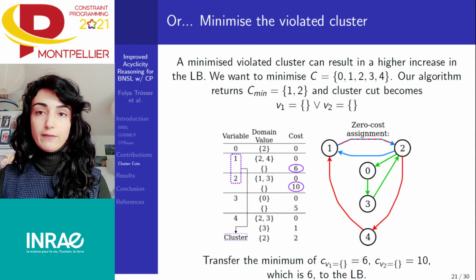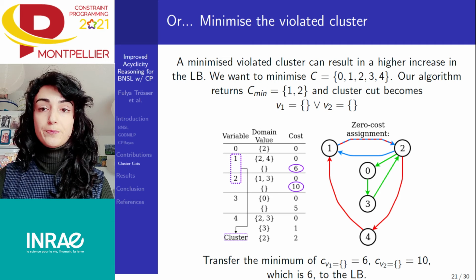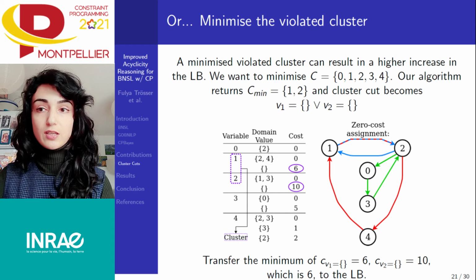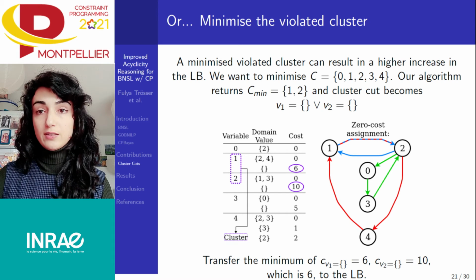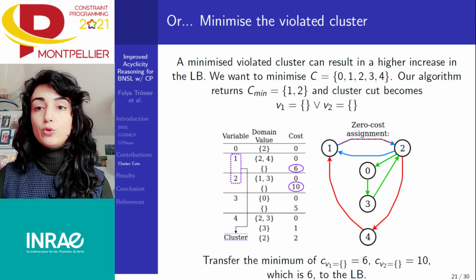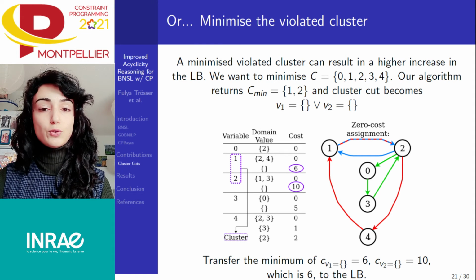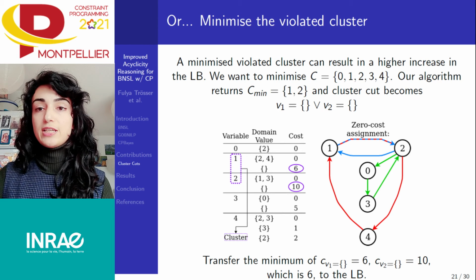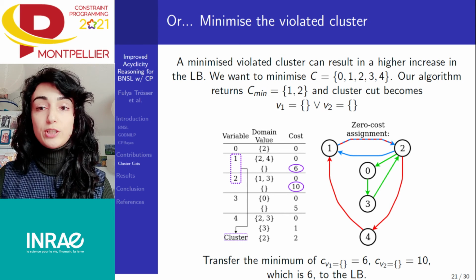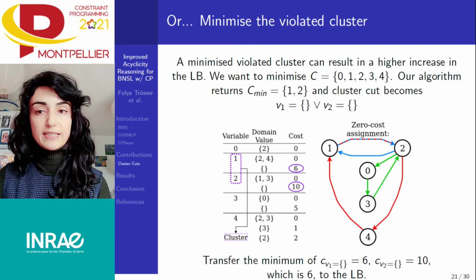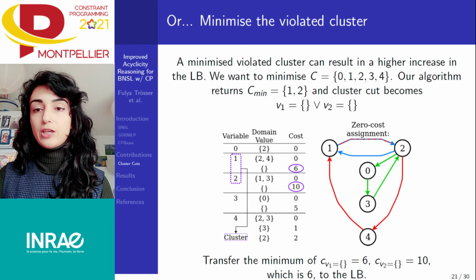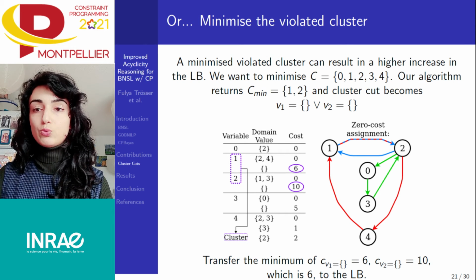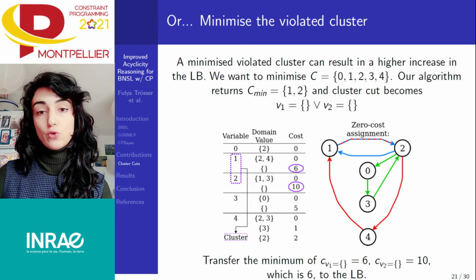We can be a bit more clever and try to increase the lower bound even more. So instead of taking the violated cluster returned by the acyclicity checker as it is, we can first try to see if we can minimize it. I won't go into details, but know that it's possible to minimize the set 0, 1, 2, 3, 4 to the set 1 and 2. And if you look here, you'll see that between variables 1 and 2, there's already a cycle, so it also makes sense. The cluster then becomes v1 equals the empty set or v2 equals the empty set. This way we get to increase the lower bound by 6 instead of 5.